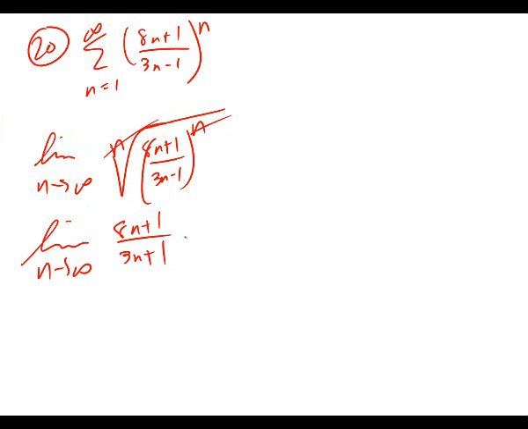All right, what do you notice about the exponents? They're the same, so what's your limit? 8 over 3, which is greater than 1, so that means it diverges.